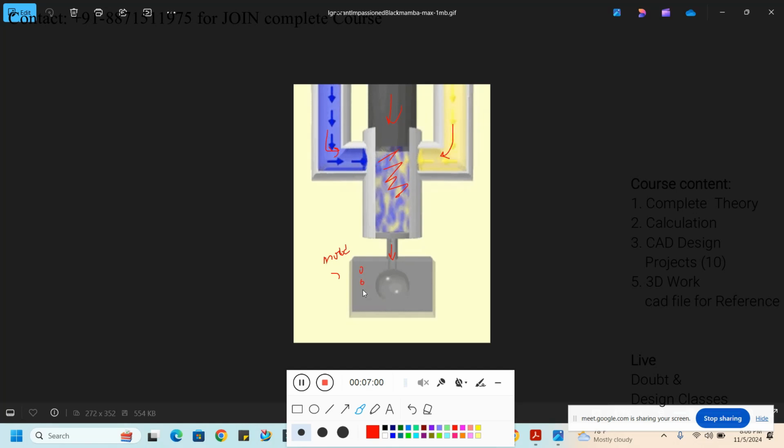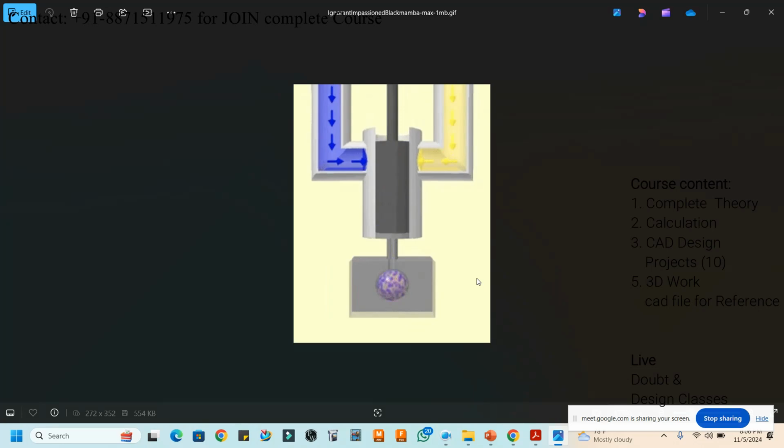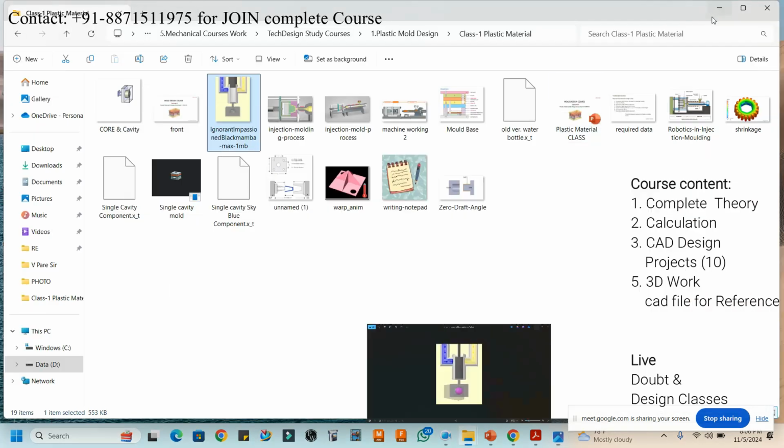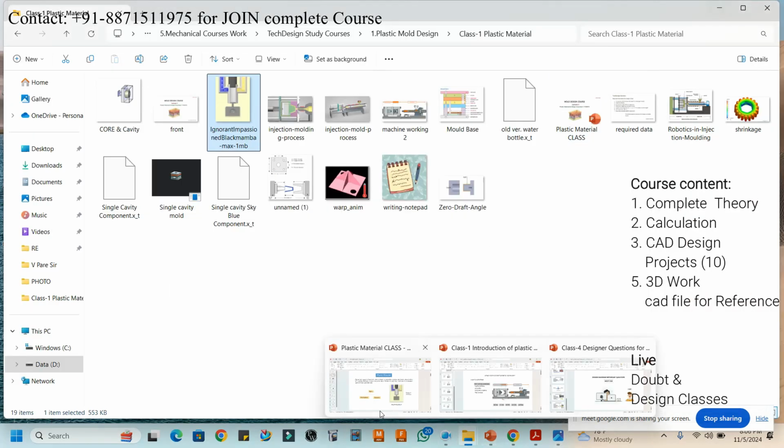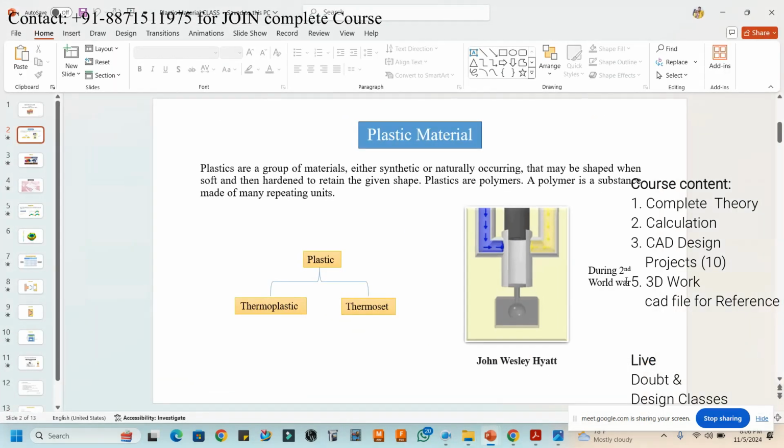After cooling, or after completing the process, you will get a ball, because it has a ball impression. That's why we get the ball component from the die, or from the core and cavity. So this is the basic type of molding process, right or wrong? This type of process was developed during the Second World War. This is a small history about that. You understood about this?